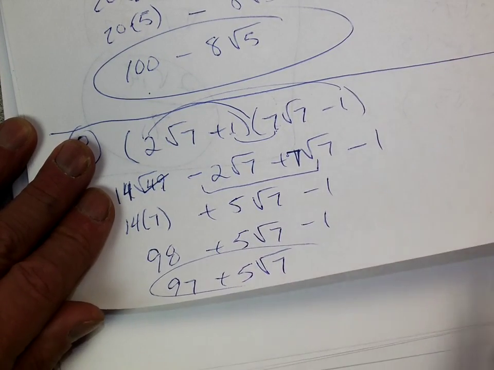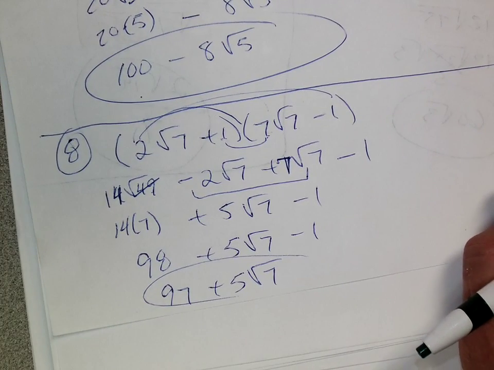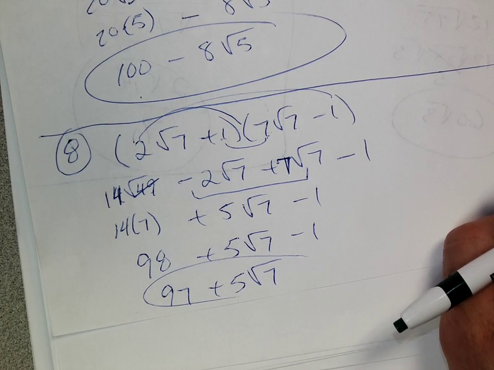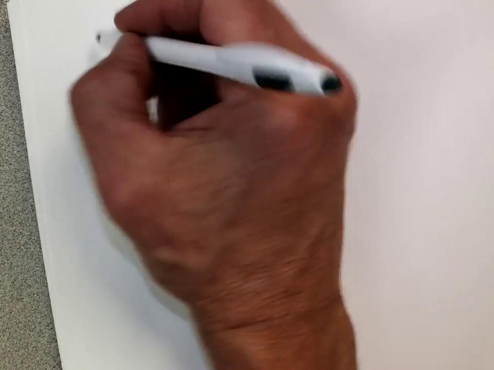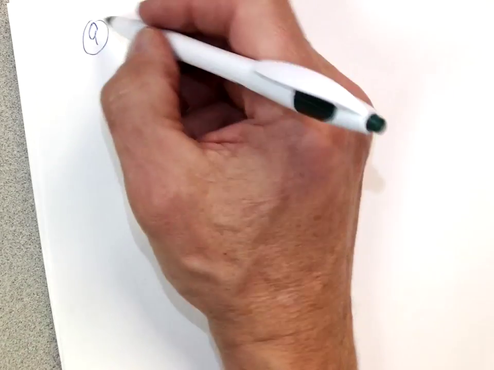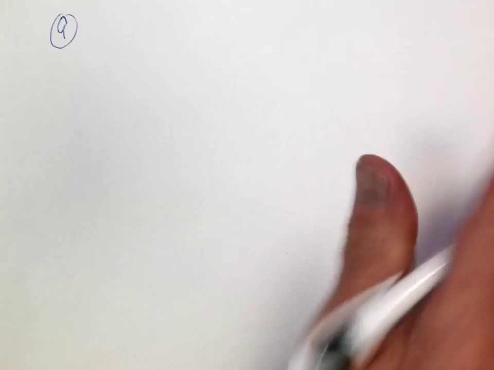Okay. Thumbs up. You good? Alright, let's take a look at number 9. Yeah, thanks. 9's actually pretty easy. You're going to like 9. 9's not hard at all.